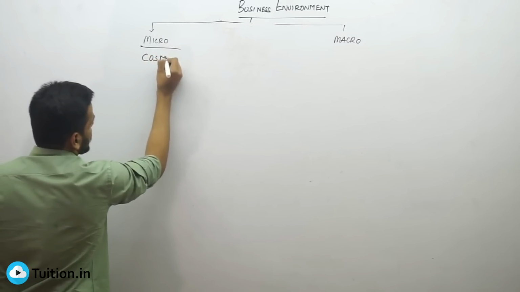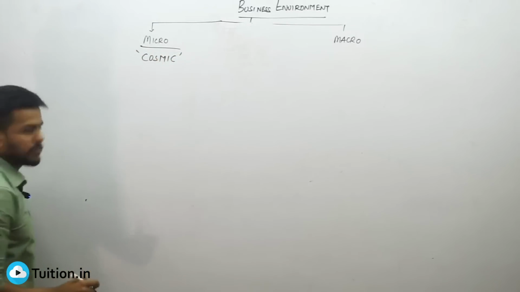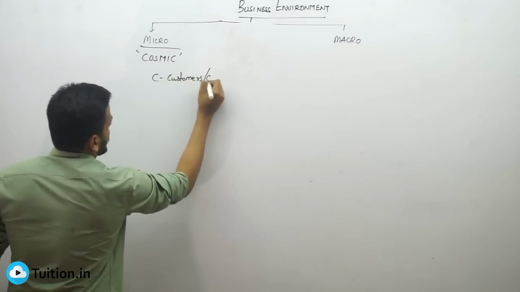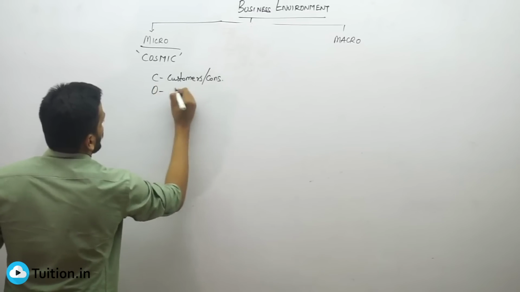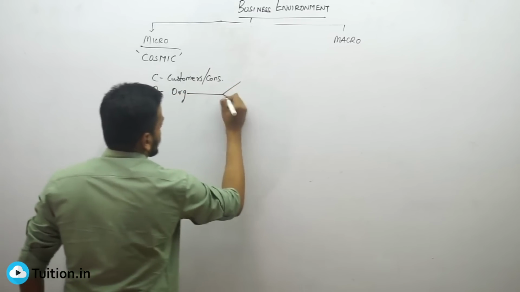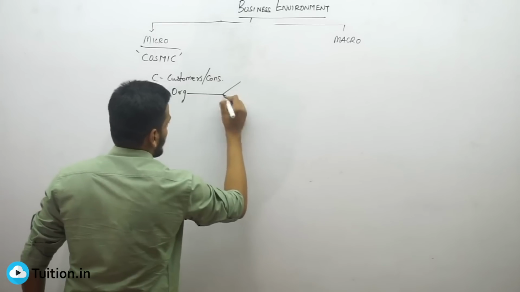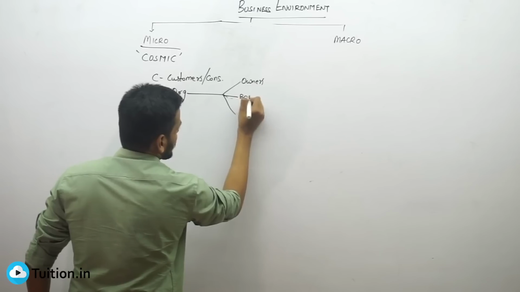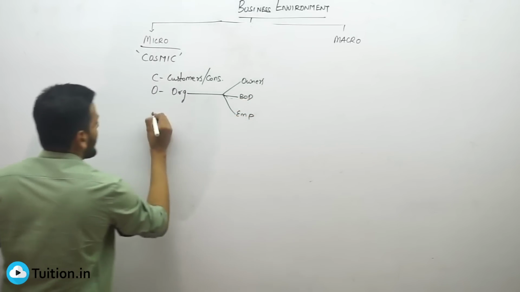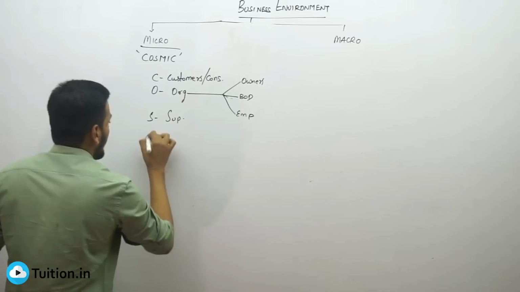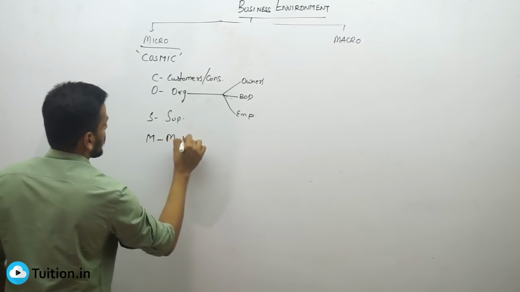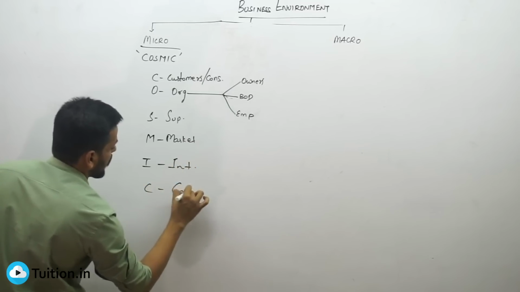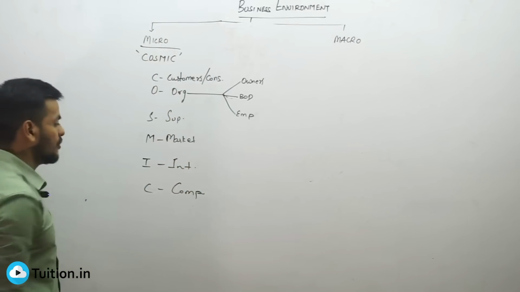The word cosmic is my key term to remember the 6 micro factors. C for customers or consumers. O for organization, which has 3 things, right, which is owners, board of directors and employees. S for suppliers, M for market, and I for intermediaries, and the last C is for competitors. These are the 6 micro factors.